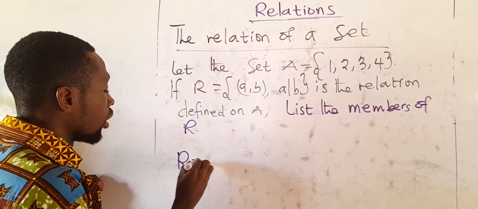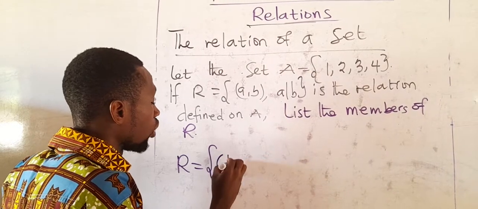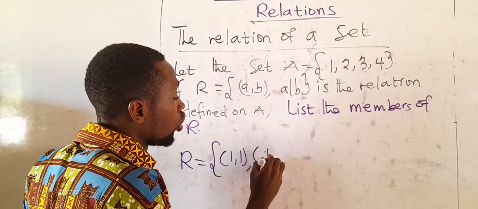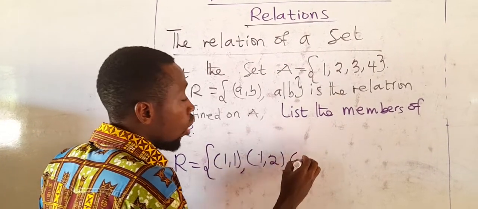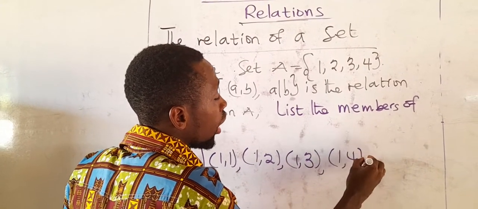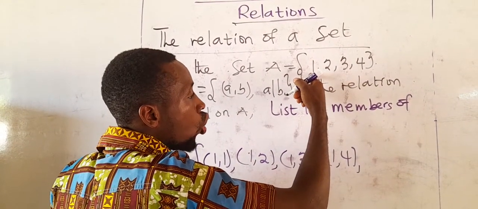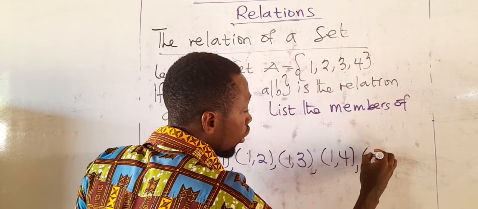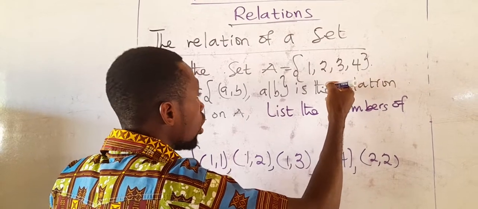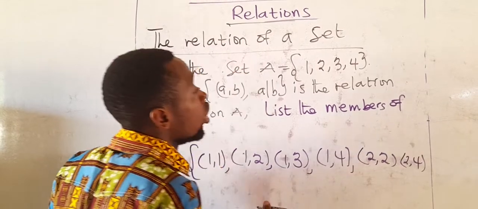So we can say our relation R will be: can one divide itself without any remainder? Yes, so (1, 1). Can one divide two without a remainder? Yes. Can one divide three? Yes. Can one divide four? Yes. Now, can two divide one without a remainder? No. Can two divide itself? Yes. Can two divide three? No. Can two divide four? Yes. So (2, 4).